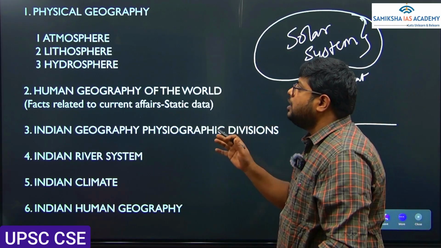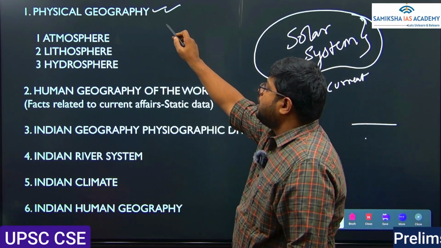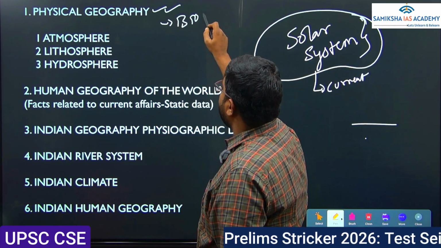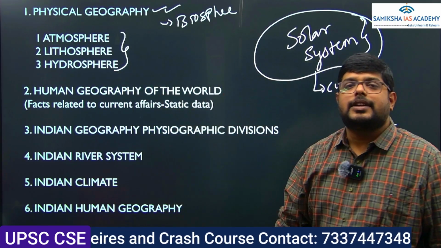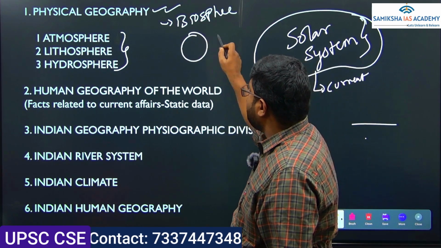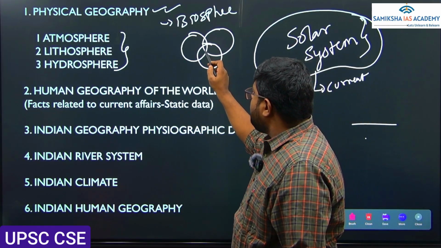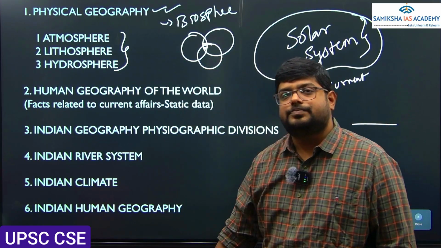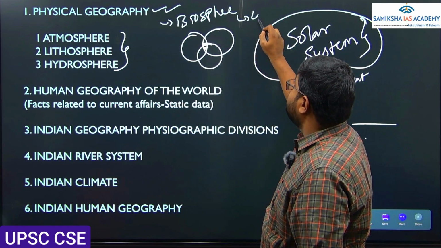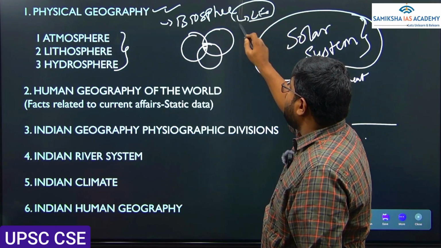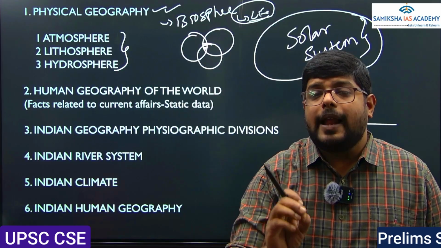So the first important topic will be physical geography. Physical geography is studying about the biosphere. Here I divided it into 3 layers. What is the biosphere? The biosphere is the area where these 3 elements meet. That means if we take a Venn diagram, one is atmosphere, one is hydrosphere, and the third is lithosphere. The area where these 3 meet will be called the biosphere. Biosphere is life. To understand why life is possible on the earth, it is a basic understanding that earth is the only planet where we have life.